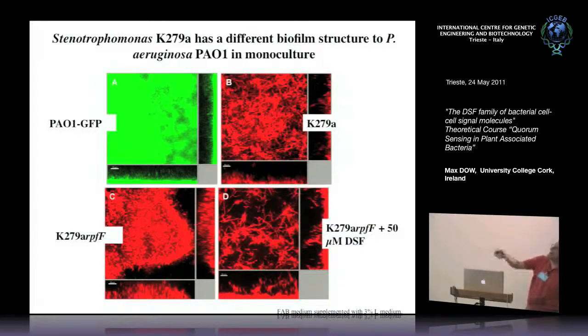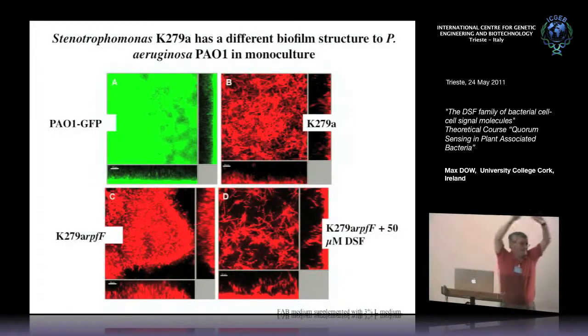Okay. So what we see in this particular medium is that we don't get these mushroom structures that people see in other media. That's not because the strain is different. It's simply because of the medium that we grow it in. So in this biofilm, we see this structure here, covering the surface, and this is K279A.